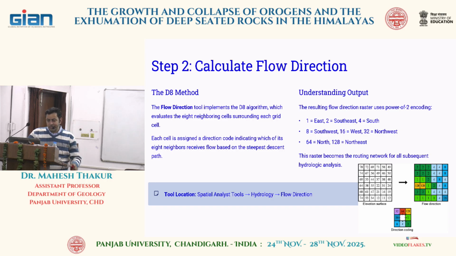So, understanding the output: the resulting flow direction raster uses power of 2 coding. One is east, two is southeast, like that. These are different directions. This raster becomes the routing network for all subsequent hydrologic analysis. So the tool location is spatial analysis tools, hydrology, flow direction. And then this coding is done. We run this algorithm on top of this raster layer and we can get the coding.